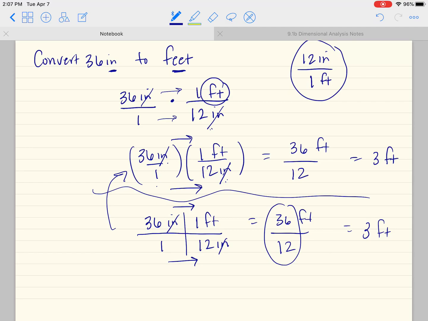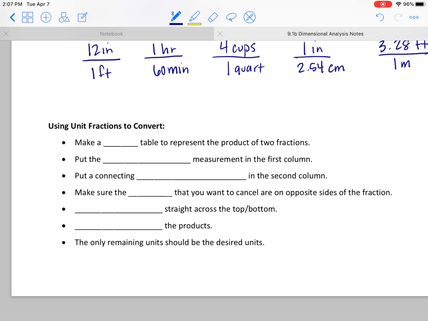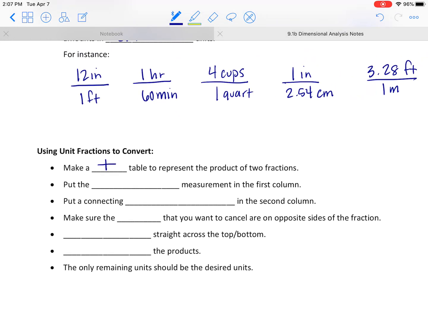Now again, that seems like a lot more work than we need. If you know how to go from inches to feet and you can just divide by 12, fine. But it won't always be that clear because there will be some units that we're not so familiar with. Okay, so this is a process we can use to help us through some of those unfamiliar situations.